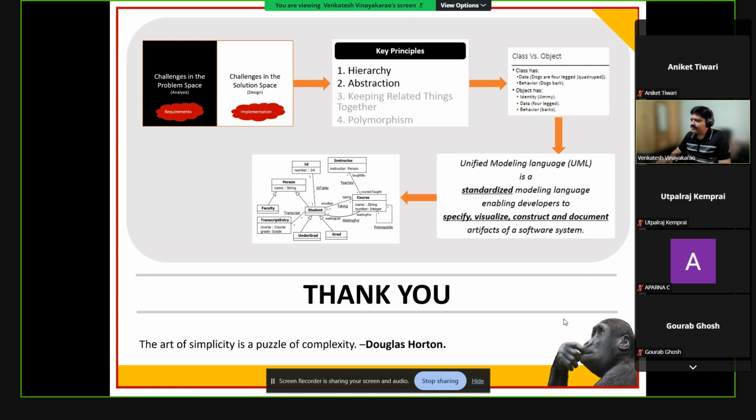Okay, so once again, I repeat, the art of simplicity is a puzzle of complexity. So life is complex, and our endeavor is to make it simple as we grow older and older and older. So man's quest to bring simplicity in complexity is by separating problem space from the solution space, and then applying some key principles that help us to manage complexity. Hierarchy and abstraction were two of them, and we talked about classes and objects which represent hierarchy and abstraction in a nice way in software.